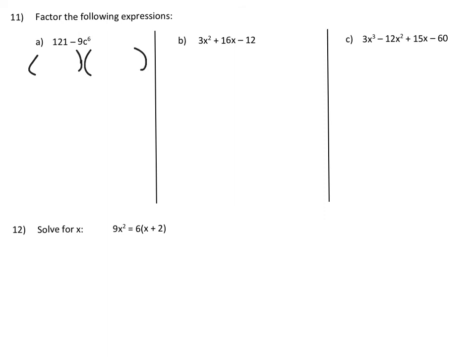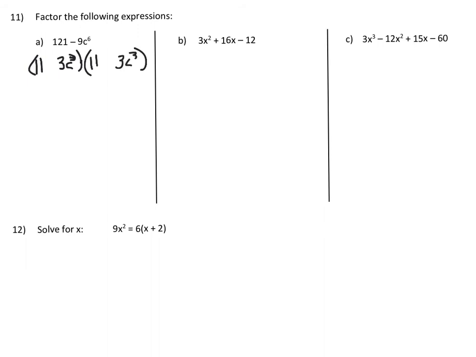And the square root of 121 is 11. So let's put the square root of the first term in the first spot in each parenthesis. And then the square root of 9c to the 6 is 3c cubed, right? The square root of 9 is 3. And the square root of c to the 6 is c to the third. Because remember, that's supposed to be a 3. That came out really bad.